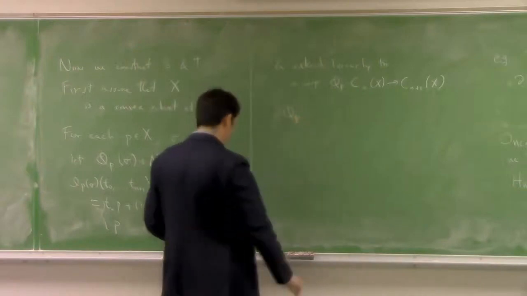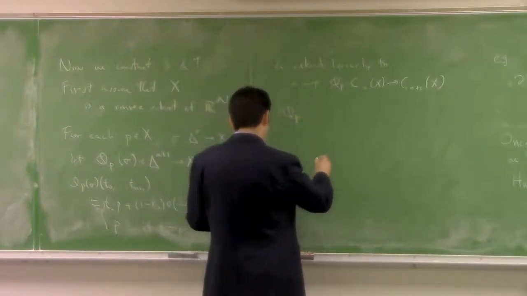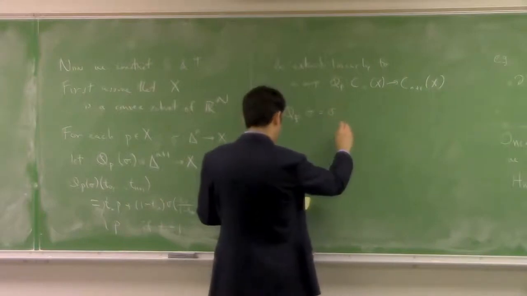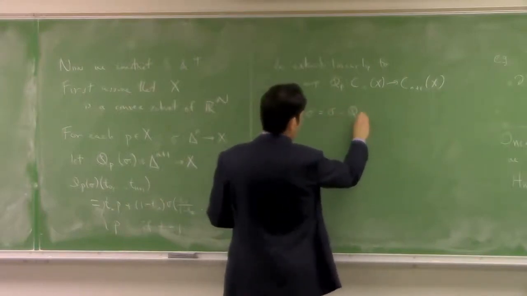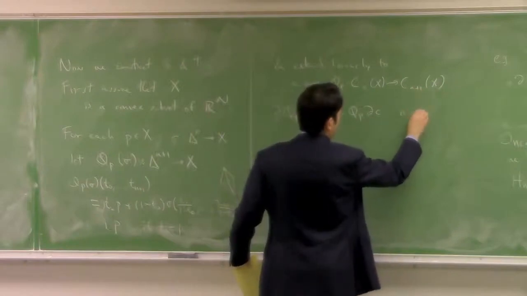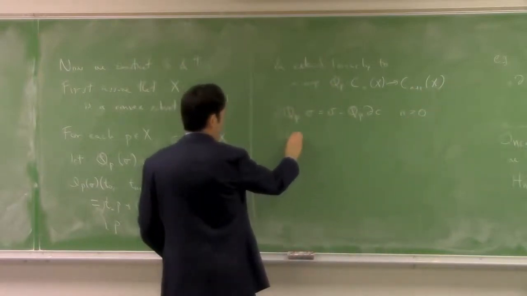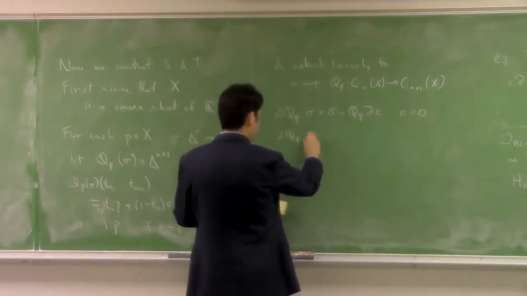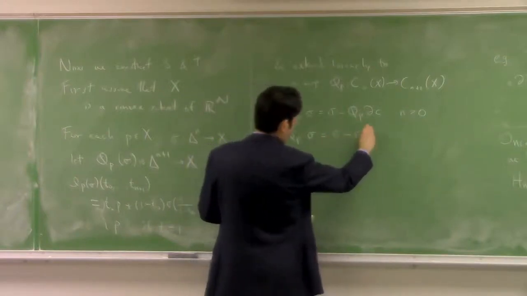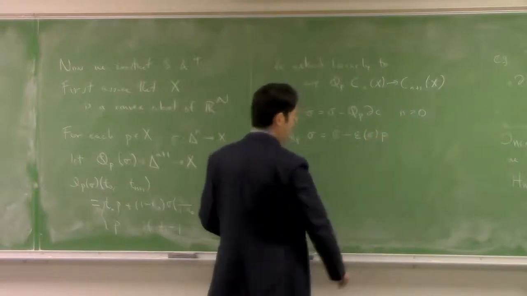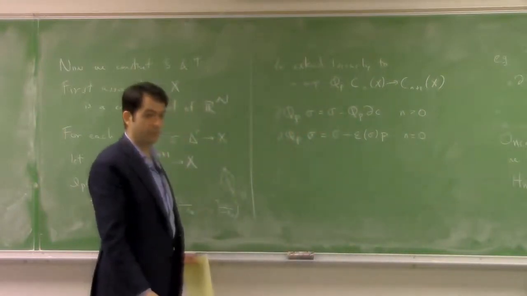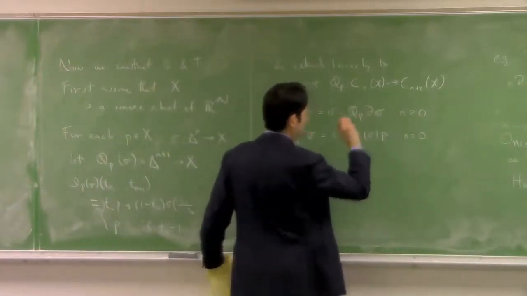Now, an easy computation shows that when you take the boundary of Q_P of sigma, you get sigma minus Q_P of the boundary of sigma if n is positive, and if sigma is a simplex of degree 0, you get sigma minus the augmentation map of sigma times P if n is equal to 0. What is C? C is sigma. Oh, sorry, right. Yes.